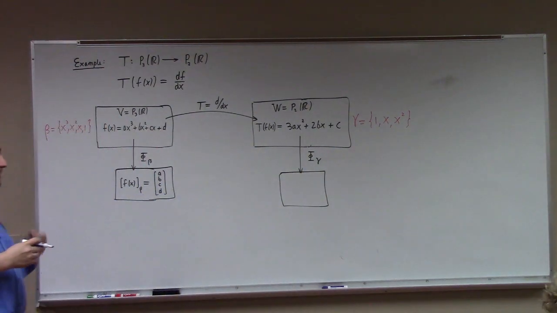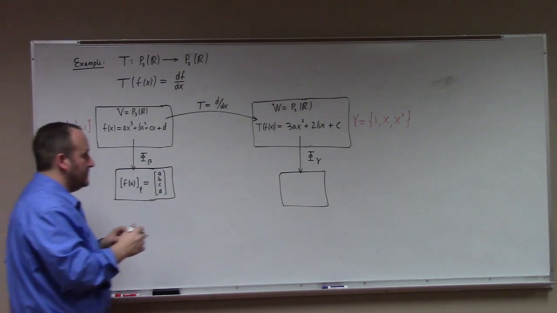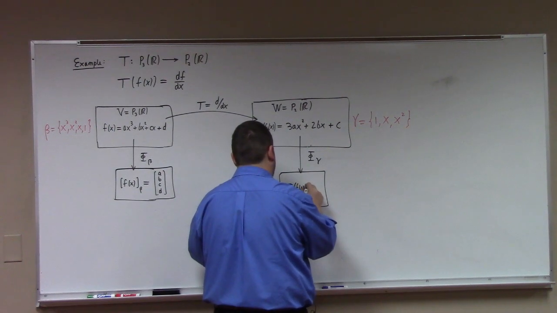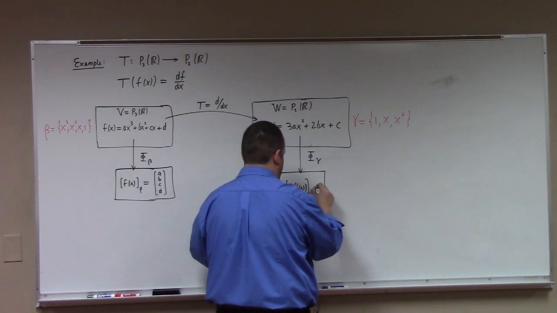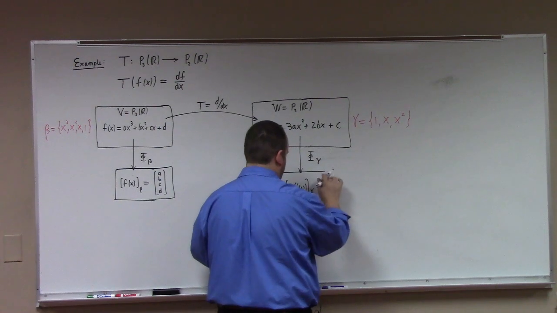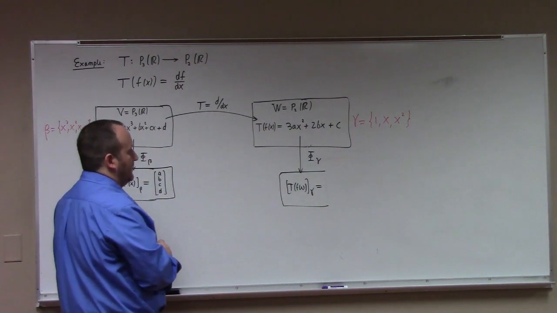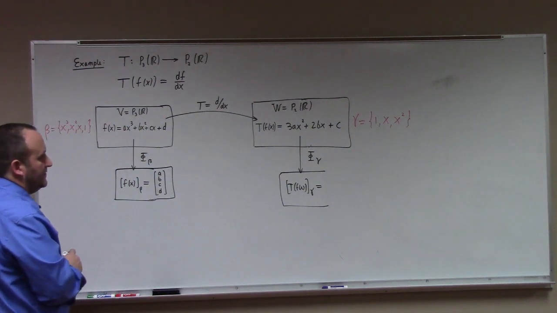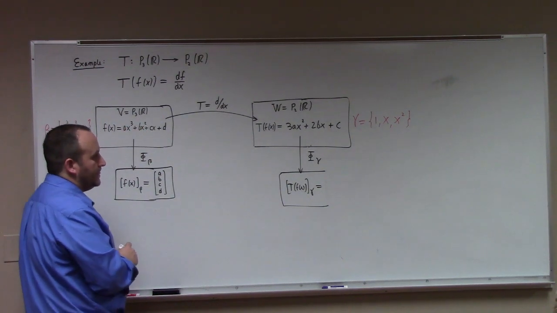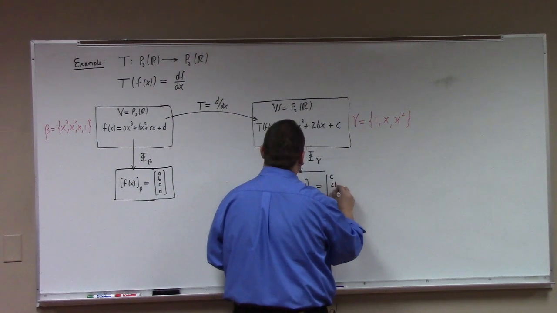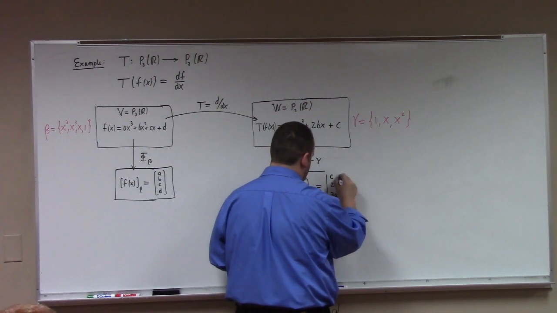Right? And what's the coordinate of the image, T of f of x, with respect to the gamma basis? It would be wrong to say 3a, 2b, c. What is it? I heard c, 2b, 3a. You've got to think it through.